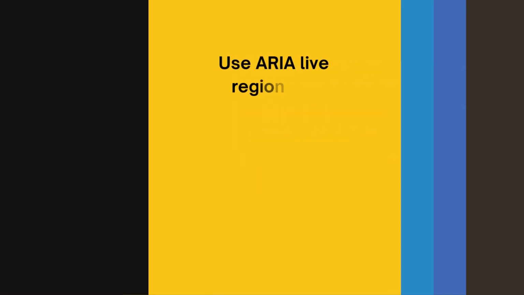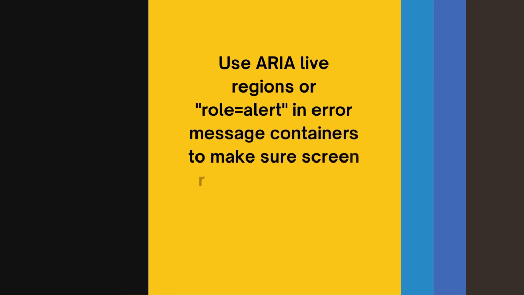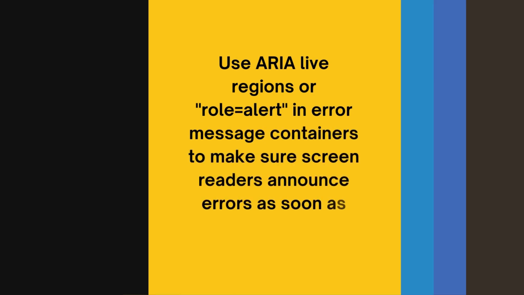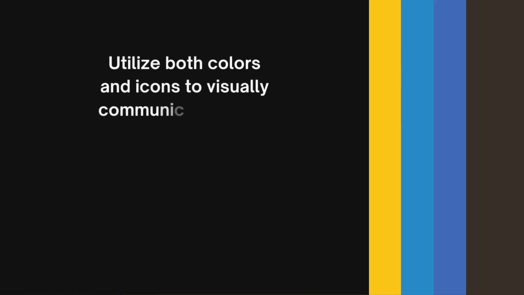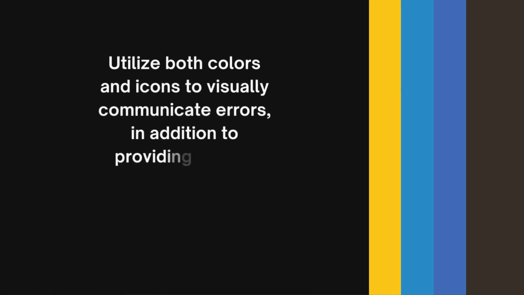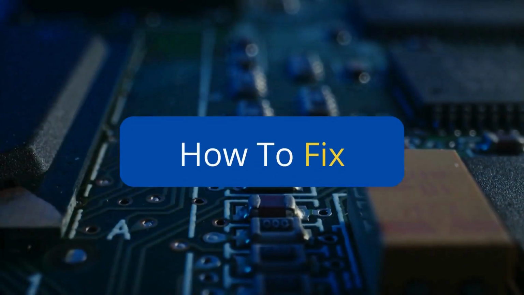One should use ARIA live regions or role alert in error messages containers to make sure screen readers announce errors as soon as they appear. And one should utilize both colors and icons to visually communicate errors, in addition to providing textual error messages.